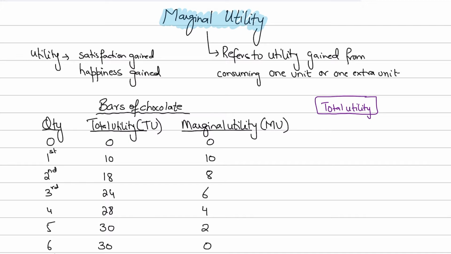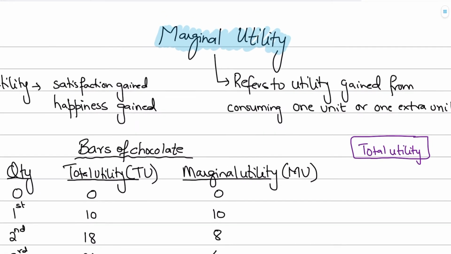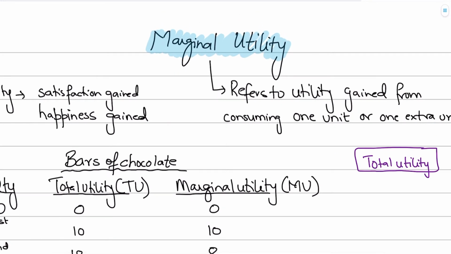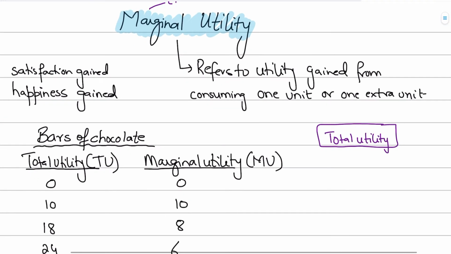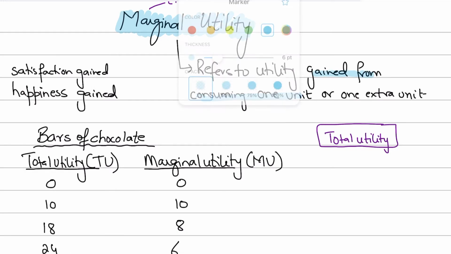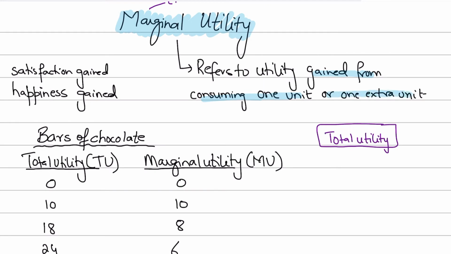So guys, first let's start with what marginal utility is. First of all, utility means satisfaction or the happiness that you have gained from the consumption of a unit of a good or service, right? So basically marginal utility would mean extra utility, or the utility that you have gained from the consumption of a particular unit, because the word marginal refers to extra, right? So marginal utility would be defined as the utility that you have gained from consuming one unit, that is a single unit, or you can say one extra unit, right?